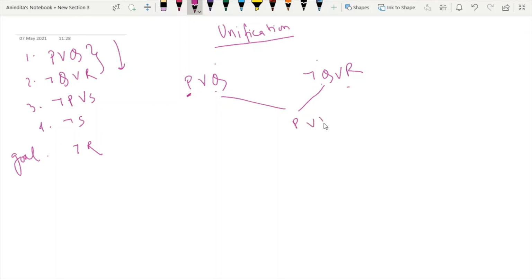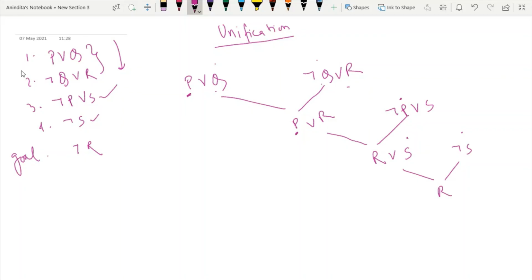P or R. At this point, I will pick fact number 3. Fact number 3 is not P or S. Now I will try to draw the tree. At this point, the literal P and negation of literal P will be cancelled out, and the remaining will be R or S. Now I will pick the fourth fact. What is the fourth fact? Not S. Now I will try to draw the unification tree. At this point, S and not S will be cancelled out. What is remaining? Remaining is R.